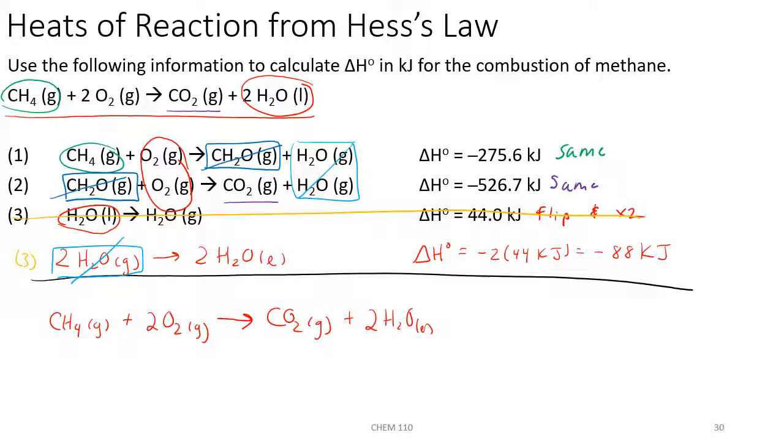Now to calculate the enthalpy change for this reaction, we're going to add up our enthalpy change from number 1, number 2, and then our manipulated number 3. And the sum of those will give us negative 890 kilojoules, which is what we were trying to calculate for our overall equation of interest.